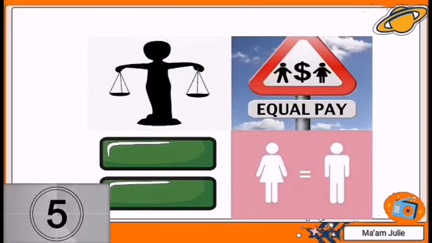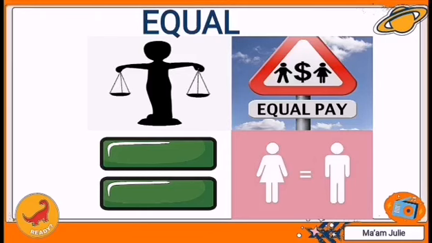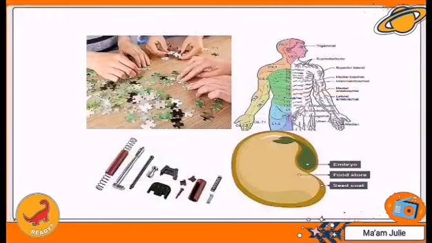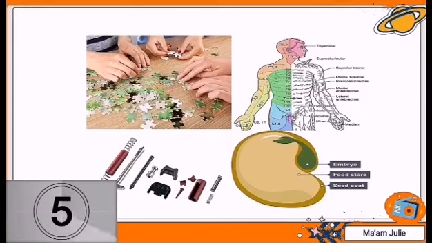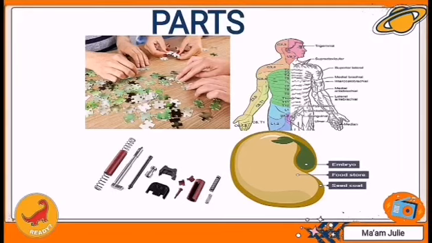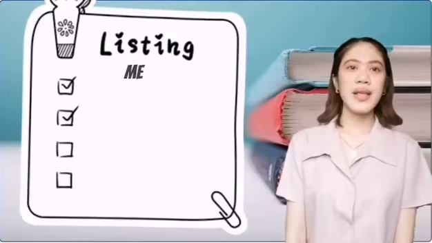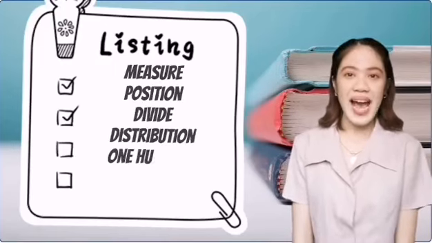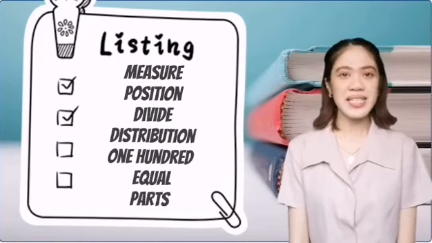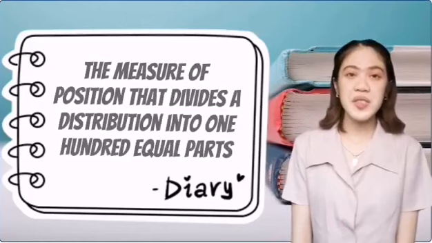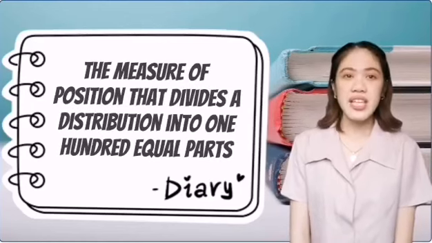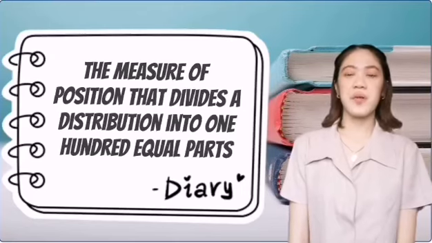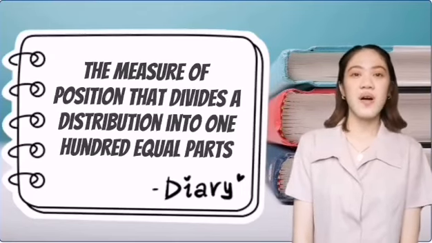And next, the answer is equal. And for the last one, the answer is parts. Measure, position, divide, distribution, 100, equal, and parts. And it will become the measure of position that divides a distribution into 100 equal parts. And that's the meaning of percentile.